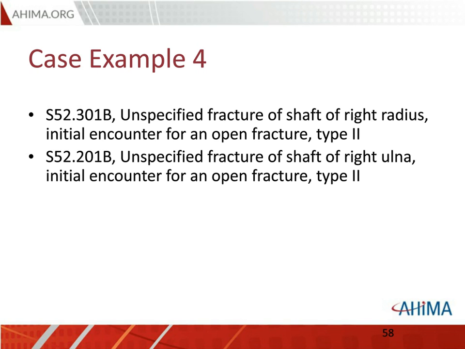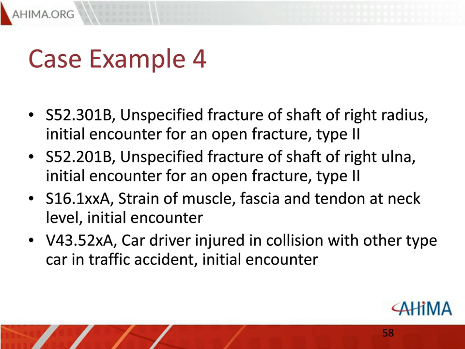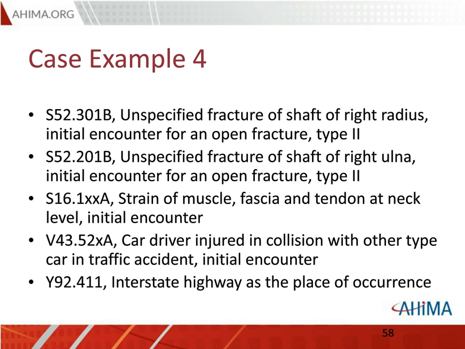And then the right ulna is S52.201B, sorry. And we have all of our 7th characters for the external cause code as well. So we have an additional injury, a strain of the neck, and so we would code that also with an A, so S16.1XXA, and then our external cause code, the driver of a car injured in a collision, V43.52XA. We can code that she was on an interstate highway as the place of occurrence, Y92.411. And that's really all I assigned here.